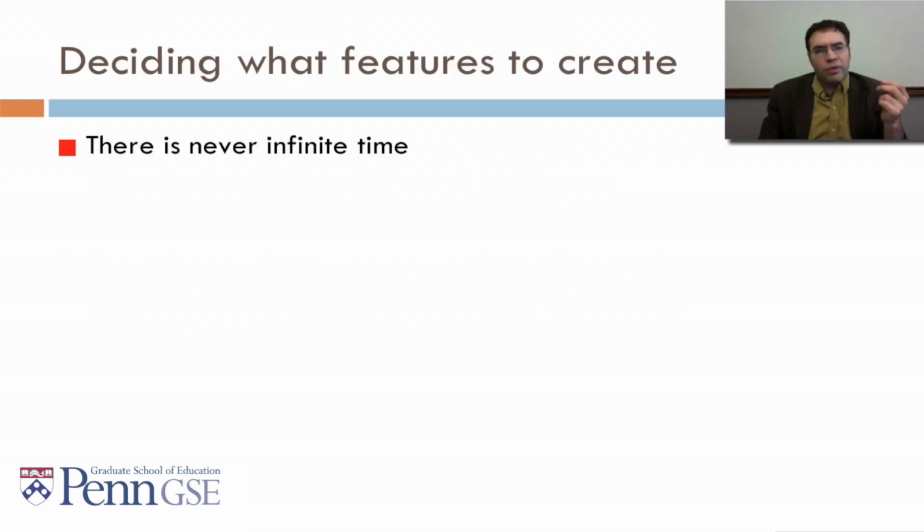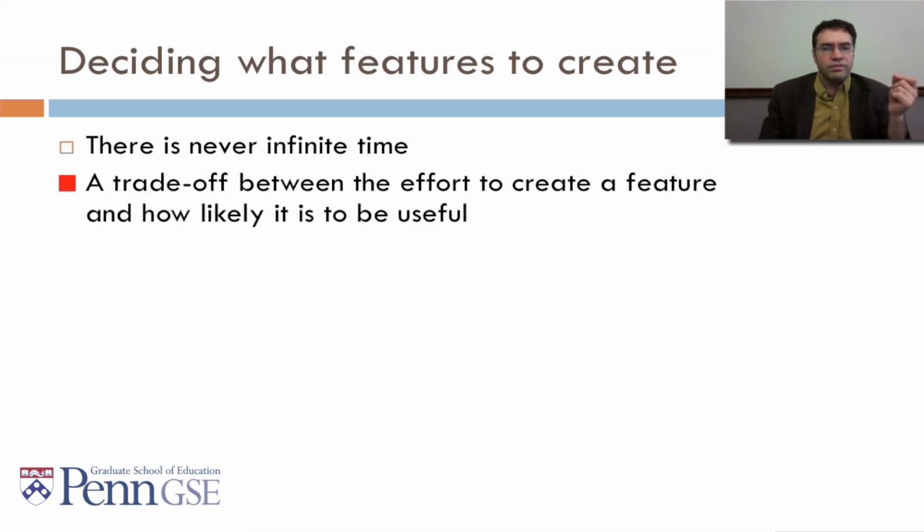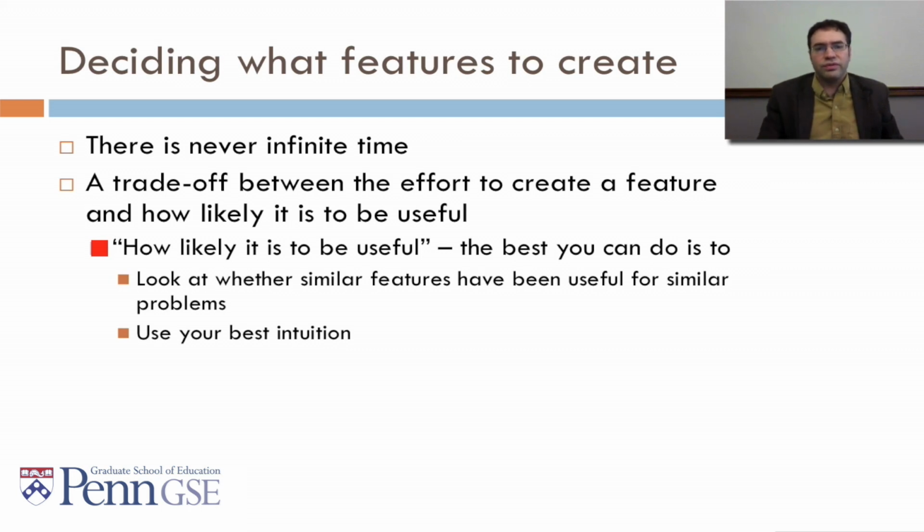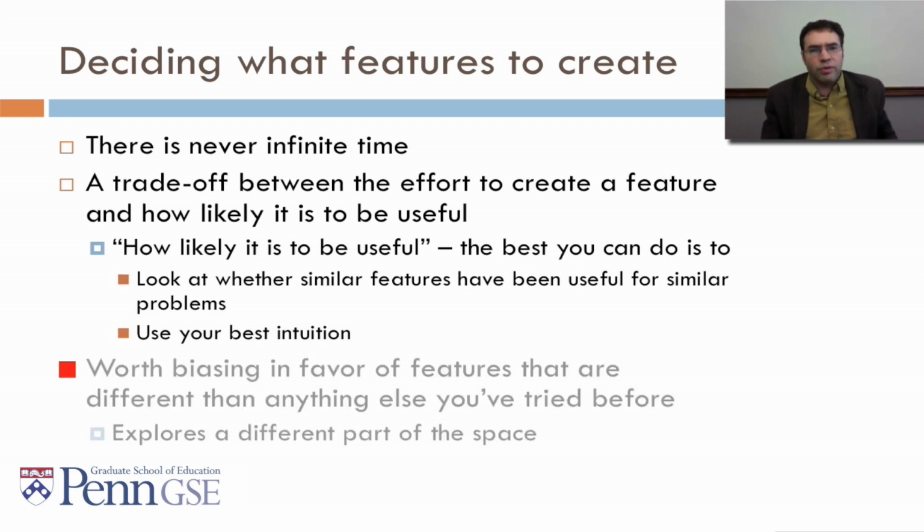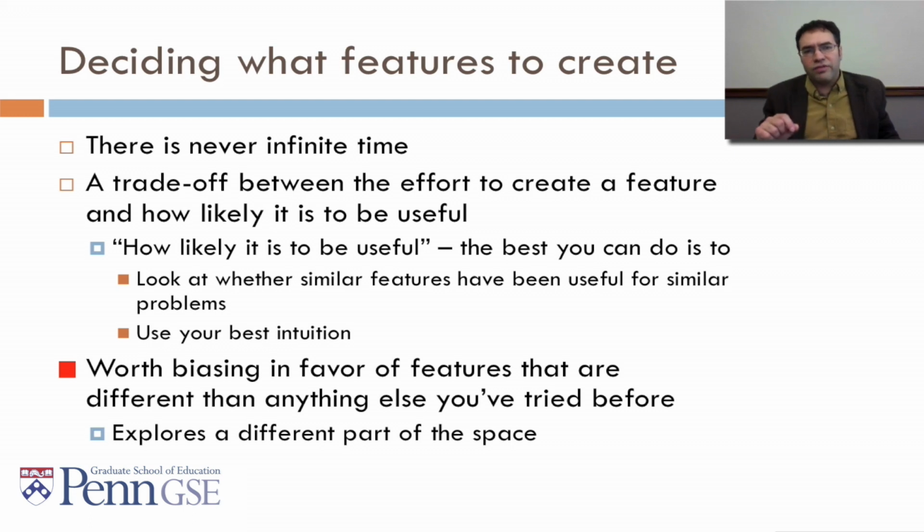Deciding what features to create, well, there's never infinite time. You have to decide because you can't make everything. And there's a trade-off between the effort needed to create a feature and how likely it is to be useful. Sometimes the best you can do for how likely it is to be useful is look at whether similar features have been useful for similar problems and use your best intuition. It's worth biasing in favor of features that are different than anything else you've ever tried before because it explores a different part of the space.